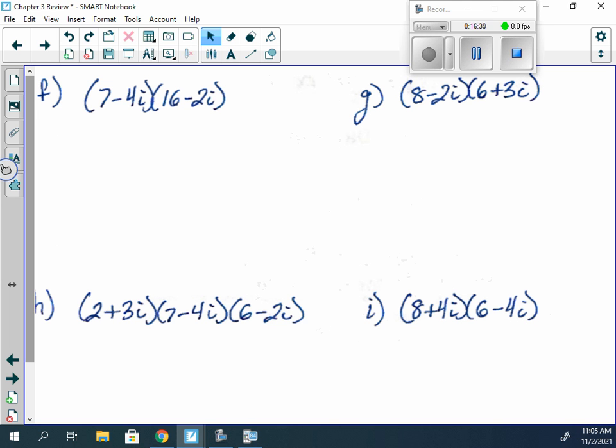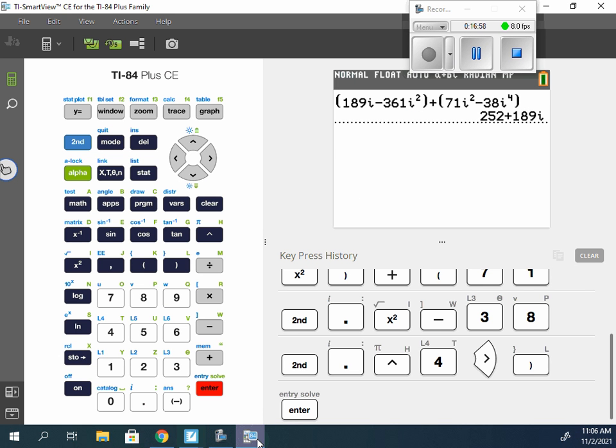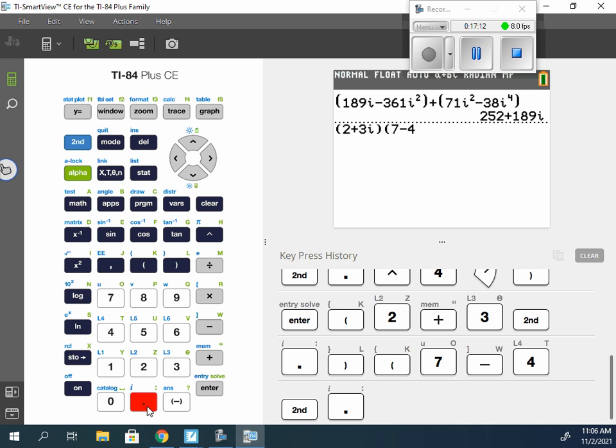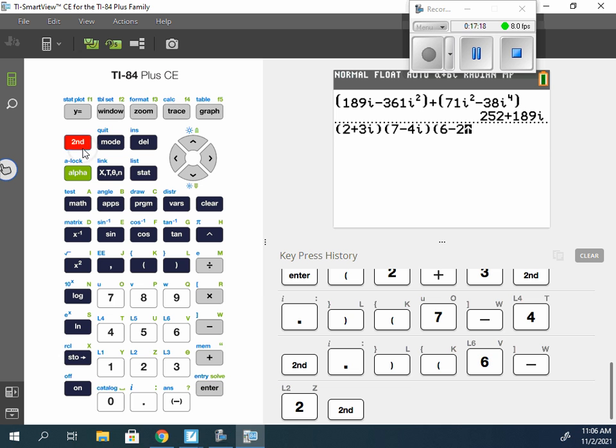Okay, let's look at multiplication. Questions with multiplication? Any one of these here? H? So we could do H by hand, or we can come over here: parentheses, 2 plus 3i, close parentheses, open parentheses, 7 minus 4i, close, open, 6 minus 2i.